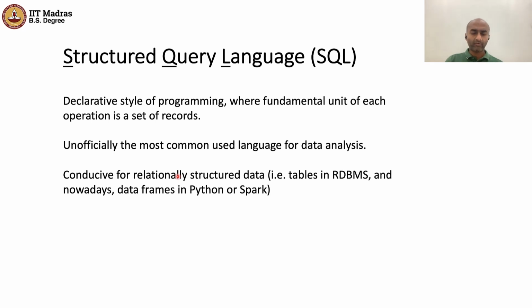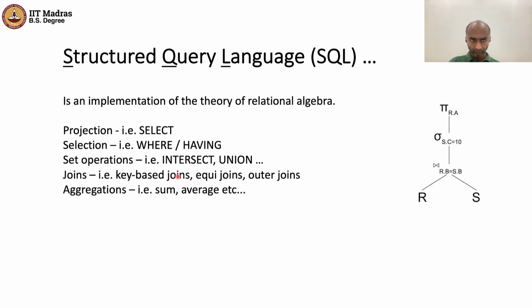Tables in RDBMS, of course, are one of the best examples, but also data frames, right, that you see in Python or Spark. All of that is also very, very conducive to being operated on using SQL. Yeah, so we spoke about this briefly, that SQL is actually an implementation of the theory of relational algebra. What is relational algebra? Let's just dive a bit deeper into it, and then we'll get into specifics of how SQL gets used in big data.